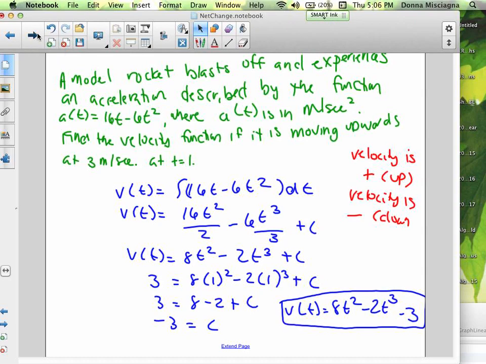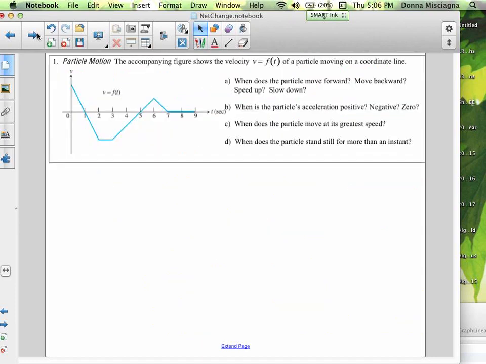All right, moving along. I have a feeling this is going to be at least 3 podcasts. The accompanying figure shows the velocity v equals f of t of a particle moving on a coordinate line. When does the particle move forward, move backward, speed up, slow down? When is the particle's acceleration? Oh, let's answer one question at a time. Let me read one question and answer one question.